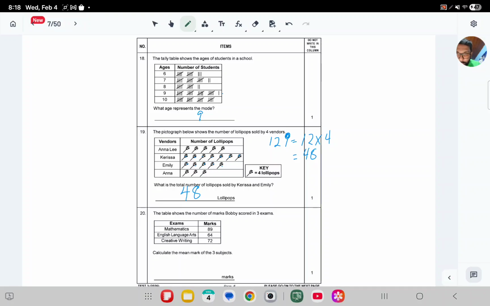Number 20, the table shows the number of marks Bobby scored in 3 exams. Calculate the mean mark of the 3 subjects. Before we can calculate the mean, we need to calculate the total. To calculate the total, we need to add up all the marks which he scored. 89, 70, 89, 72, and 64. That should give you 225. To calculate the mean, you take the total and divide it by the number of numbers. In this case, it was 3 subjects, so divide by 3. That will give us 75. All right. So it was 75 marks.